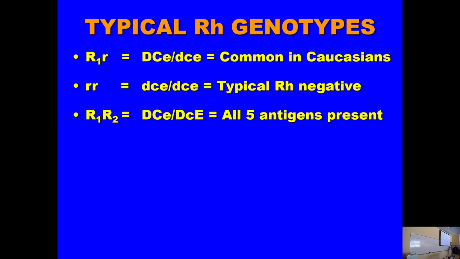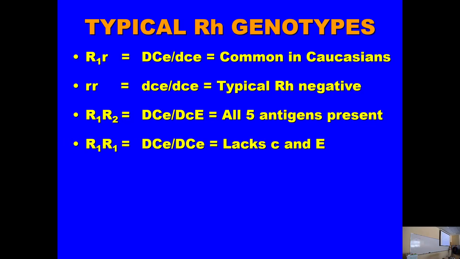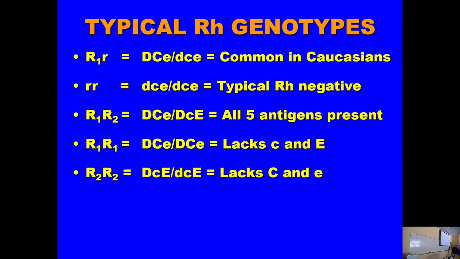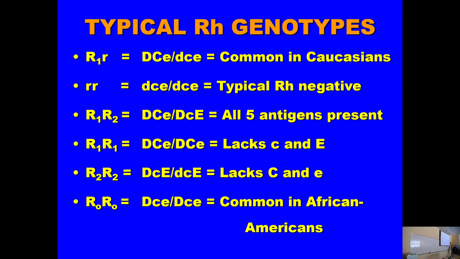R1, R2, all 5 antigens present. That's actually not too uncommon. This is the most common in Caucasians. This is also very common in Caucasians. But you can see this person has big C, little e, and big E. R1 lacks little c and big E. R2 lacks big C and little e. And then R naught, big D, little c, little e, is very common in African Americans.